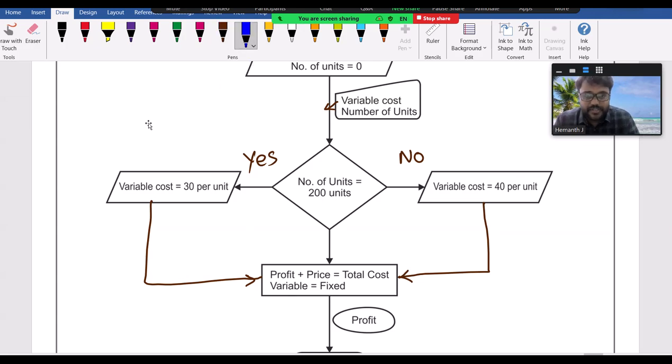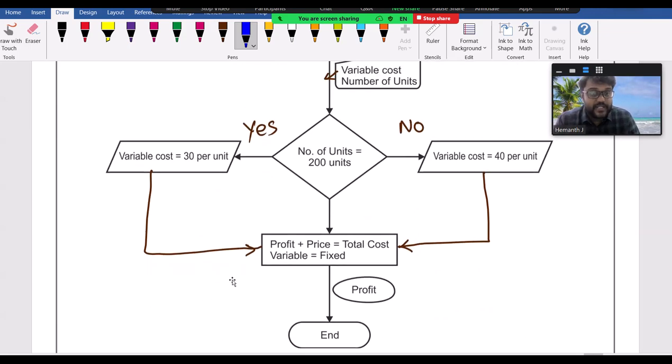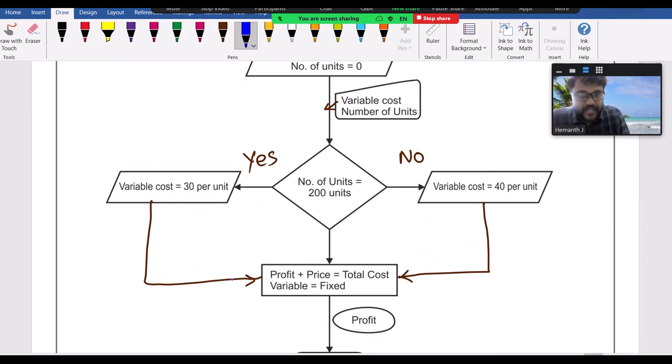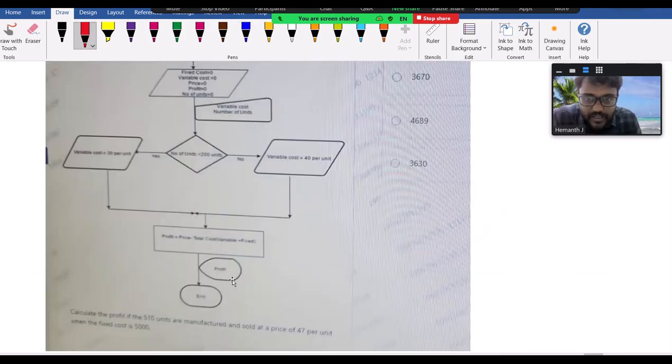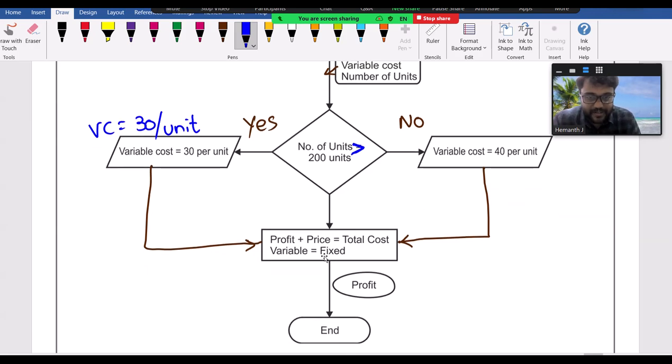Now, in the question, the number of units given here is 510 units. So number of units is 510. It's again a condition. They've given number of units greater than, it's not equal, my difference, change it. If number of units is greater than 200, then we have to go here. Yes, variable cost is 30. We should consider per unit. Next, this is also again a typing error.